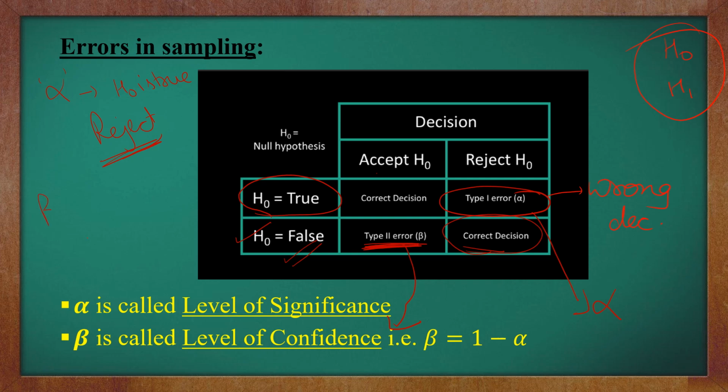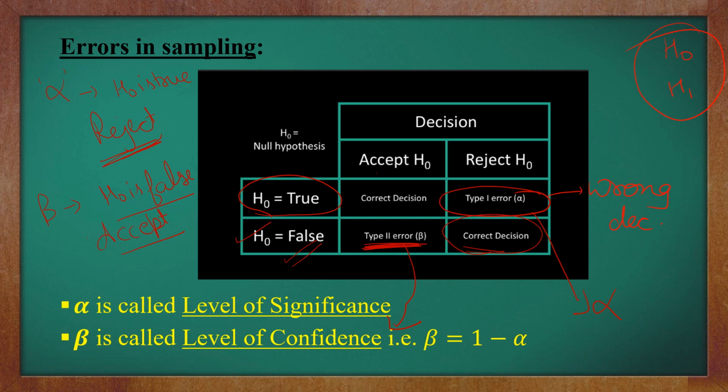And what is level of confidence? Confidence means my hypothesis is completely false. I know that my company will not go into profit. Still, I'm accepting the scenario. Still, I'm going for a bad advertisement. I'm not denying the bad advertisement. Still, I'm accepting that one. So that is called level of confidence.